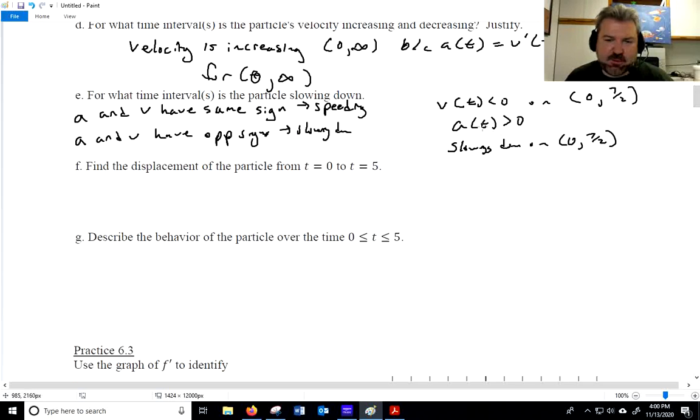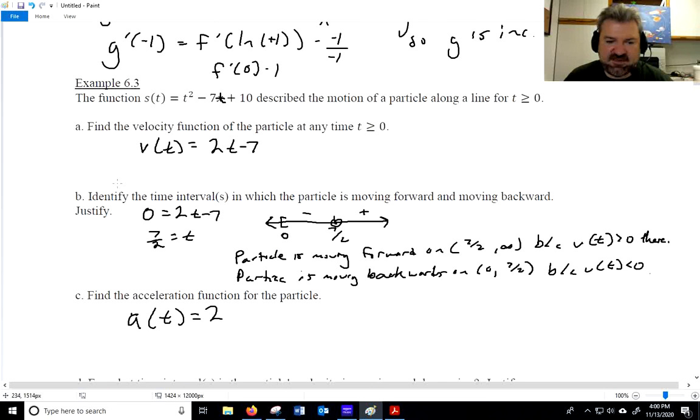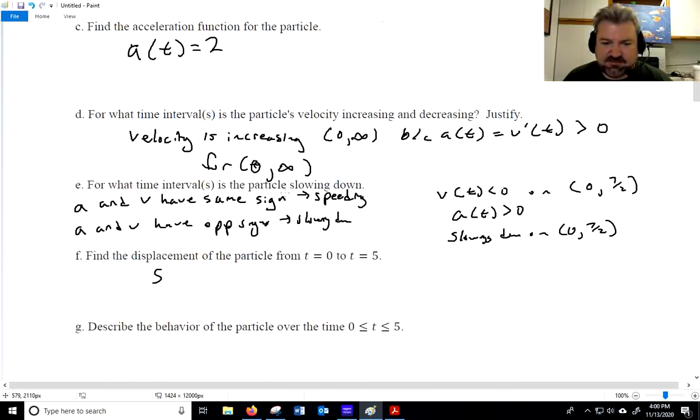Find the displacement of the particle from t equals 0 to 5. All right, well, let's find the displacement. Our position function was t squared minus 7t plus 10. So let's find s of 5. Well, s of 5 would be 25 minus 35. So 25 minus 35 is negative 10, plus 10 is 0.